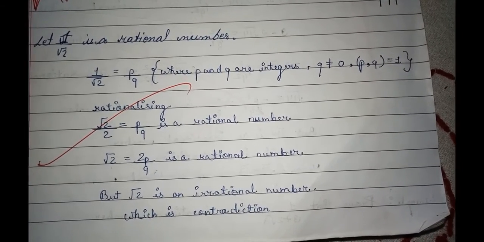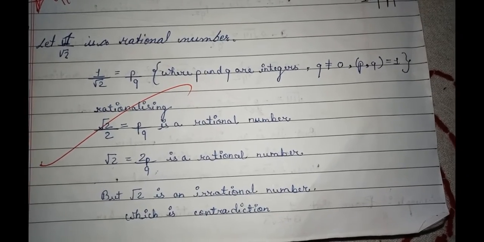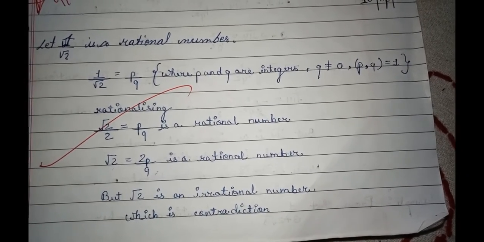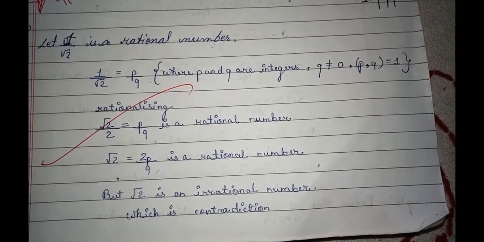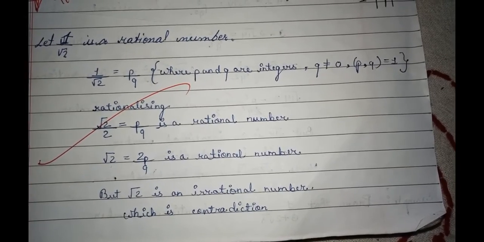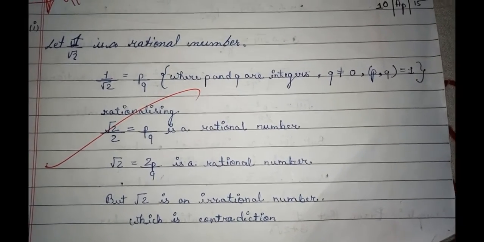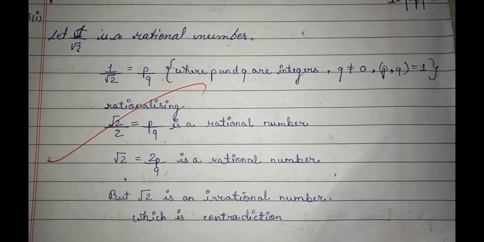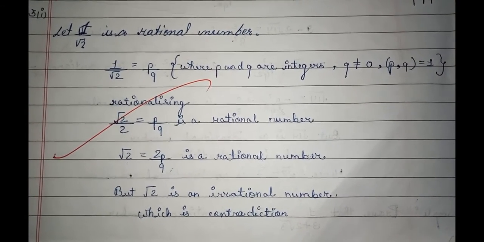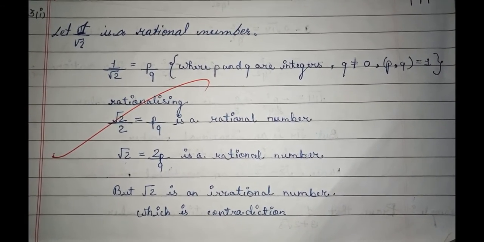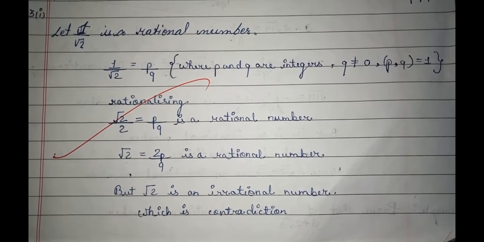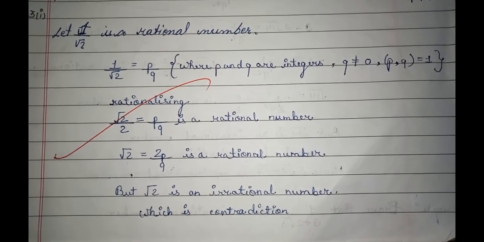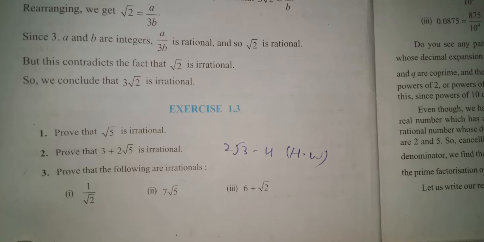is a rational number. But as we already know that root 2 is an irrational number, we can prove that root 2 is an irrational number. So our assumption is wrong and we have contradicted our assumption. So hence it is proved that 1 by root 2 is an irrational number. Moving to second part of this question. Question number 3, part number 2.